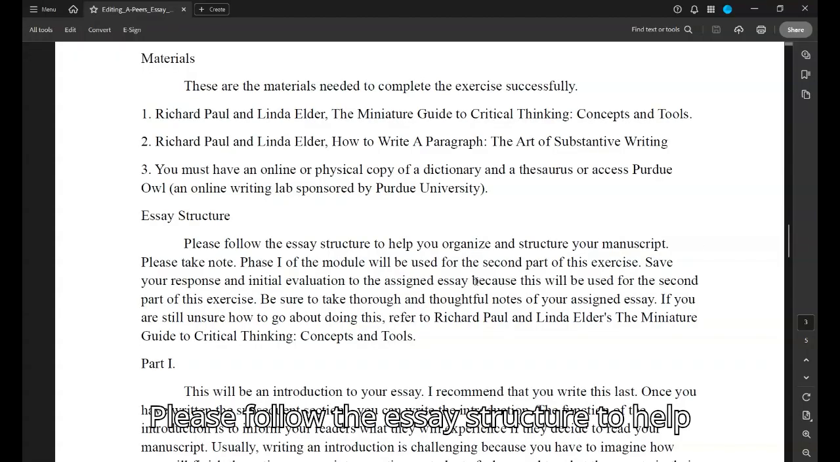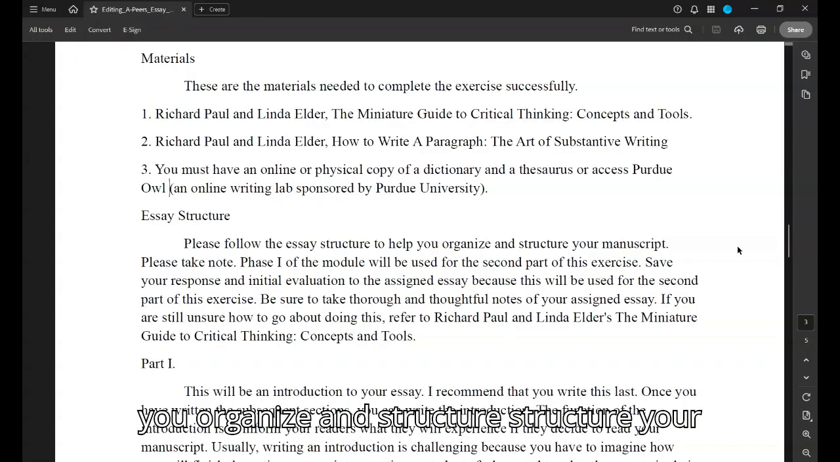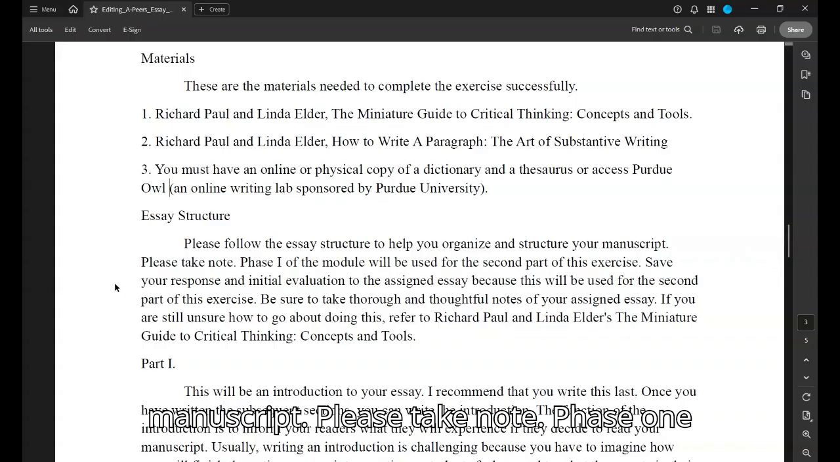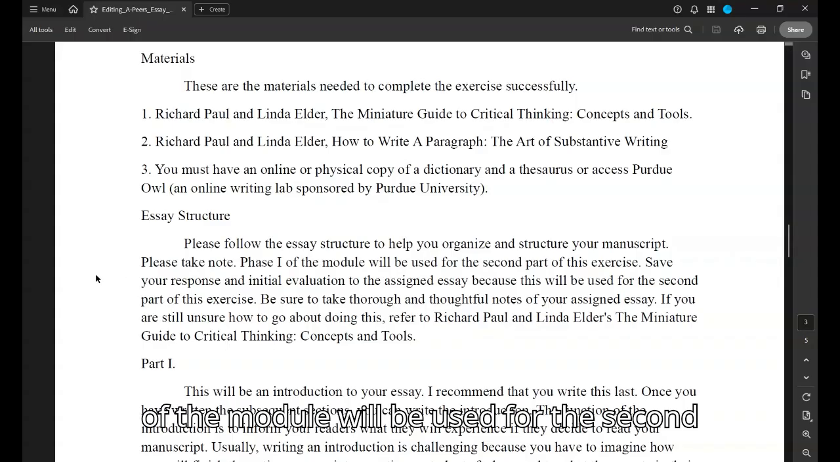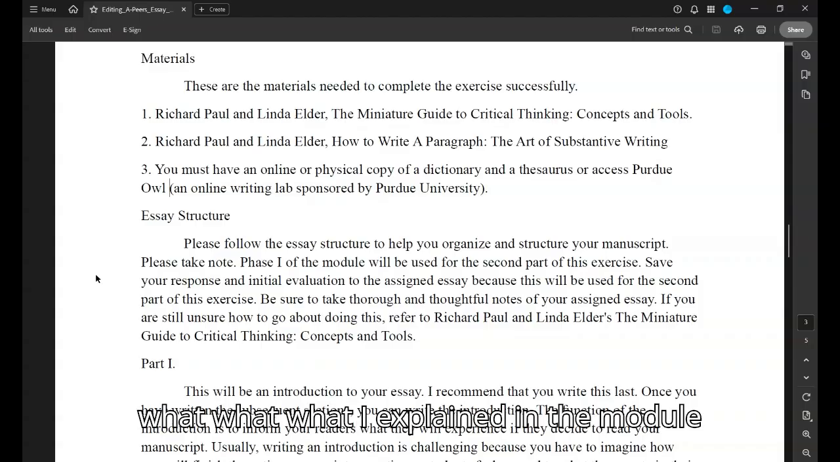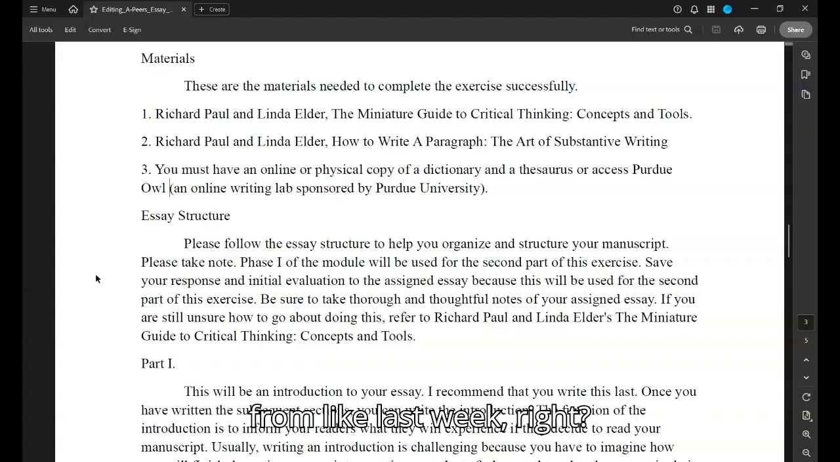Please follow the essay structure to help you organize and structure your manuscript. Please take note. Phase one of the module will be used for the second part of this exercise, meaning what I explained in the module from last week.